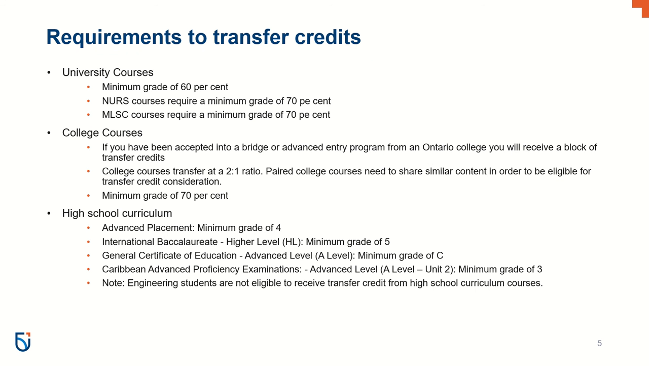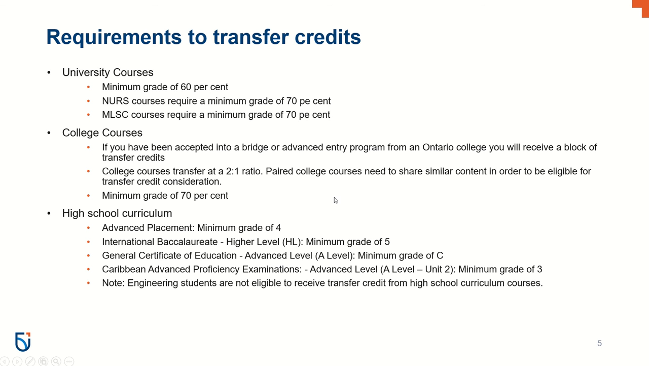So what are the requirements in order to transfer a course? If you're coming from another university, we do require a minimum 60% in a course in order to be eligible. Nursing and medical laboratory science courses require a minimum 70%. Overall, we're looking for 80% overlap in content, and that's up to the professor to decide.